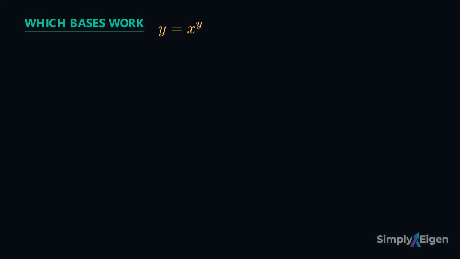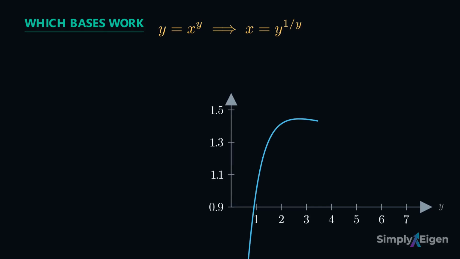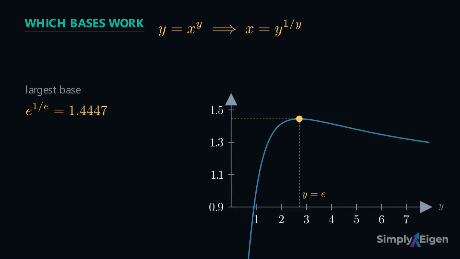So which bases work at all? Turn the equation round. If y equals x to the y, then x equals y to the 1 over y. And that function has a maximum. It peaks at y equals e, and its height there is e to the 1 over e. So that is the largest base that can possibly work. 1.4447. Above it, nothing converges.